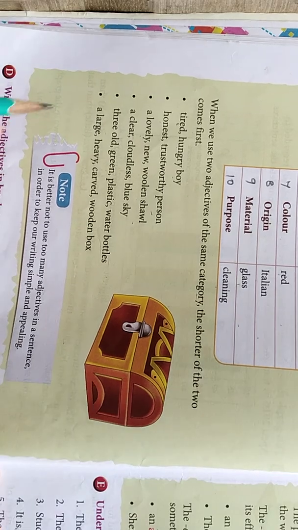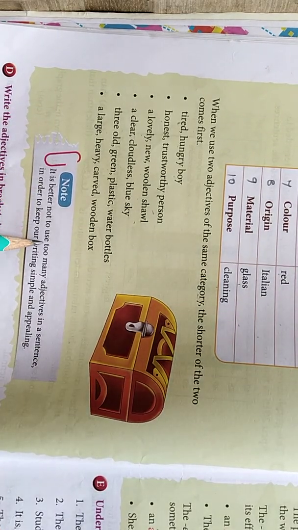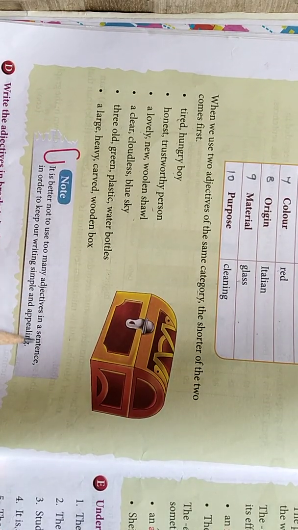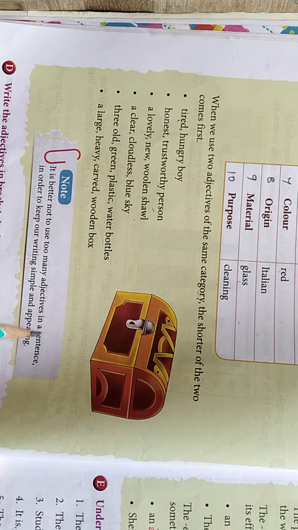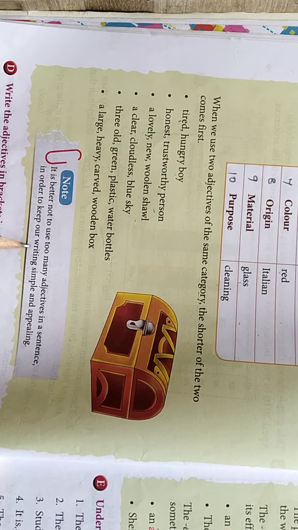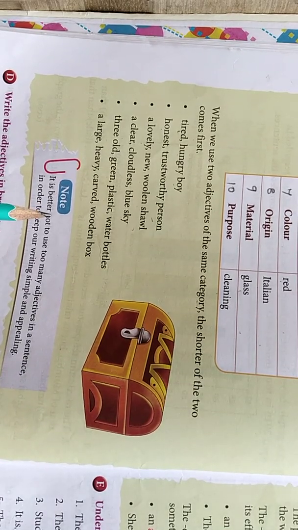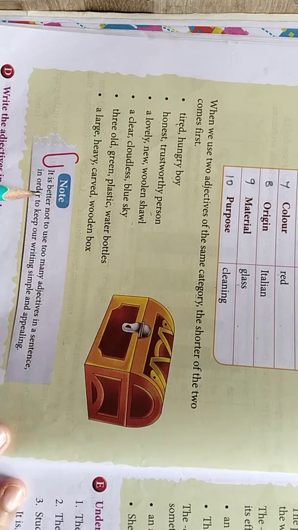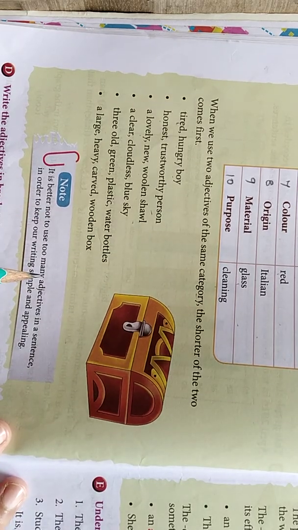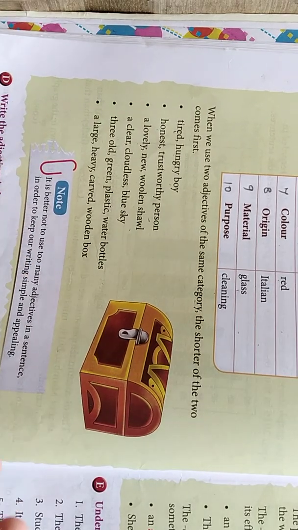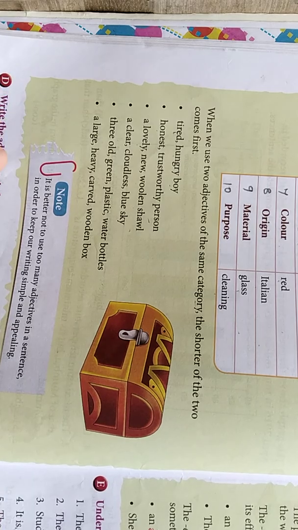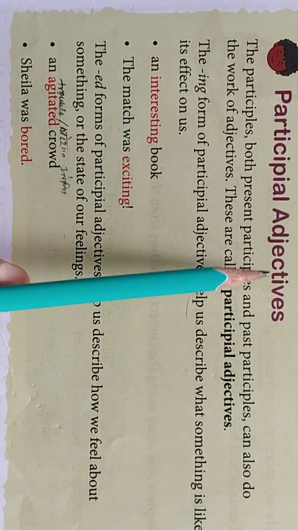And now here is a note for you. It is better not to use too many adjectives in a sentence, because if you are writing something, it will spoil your writing. If you want to keep your writing simple and appealing, you should not use too many adjectives. 1 or 2 is okay. Understood? Now the next topic is participial adjectives.